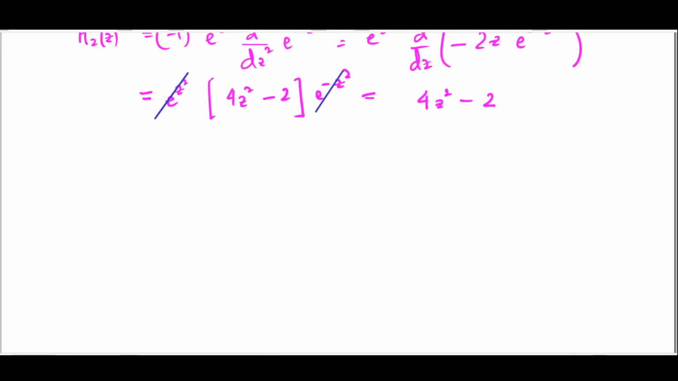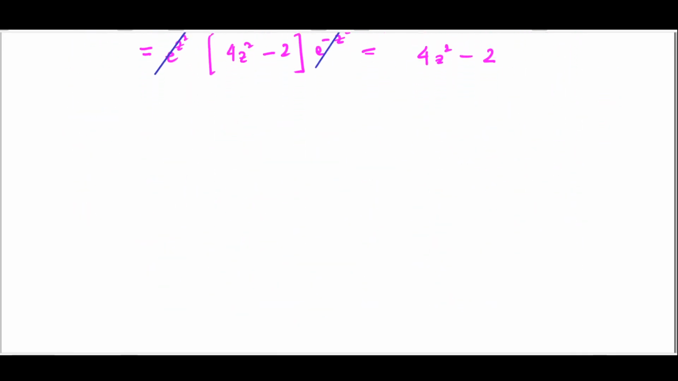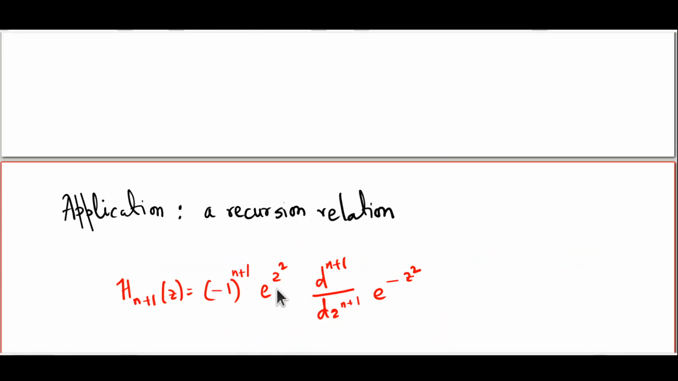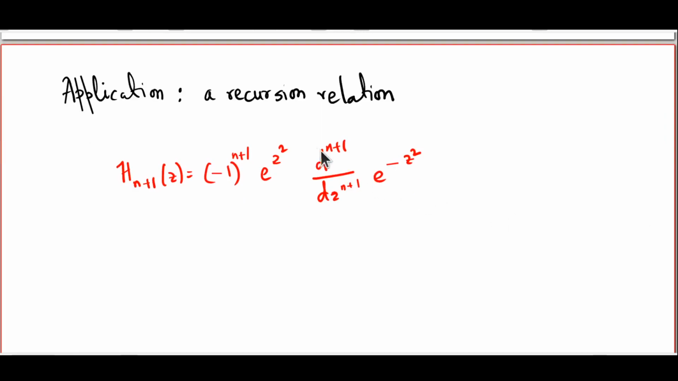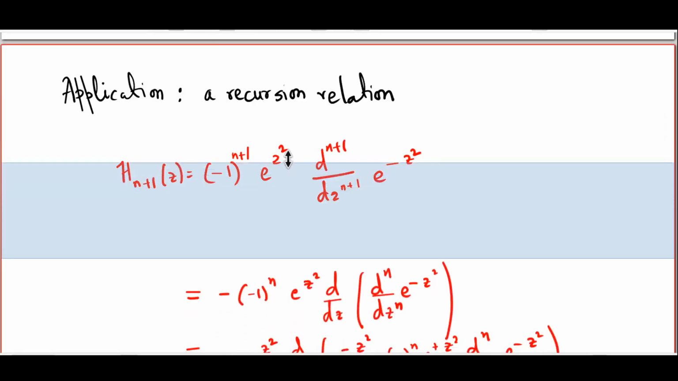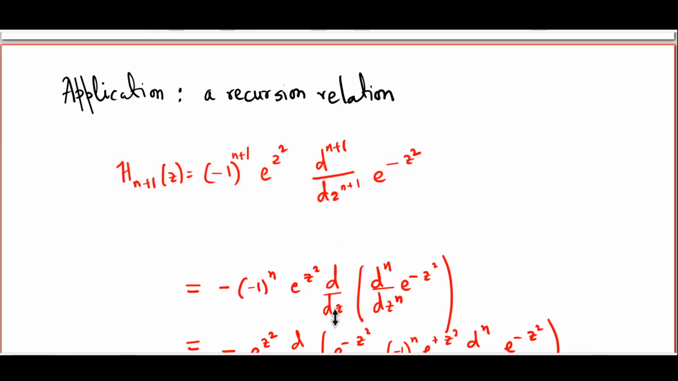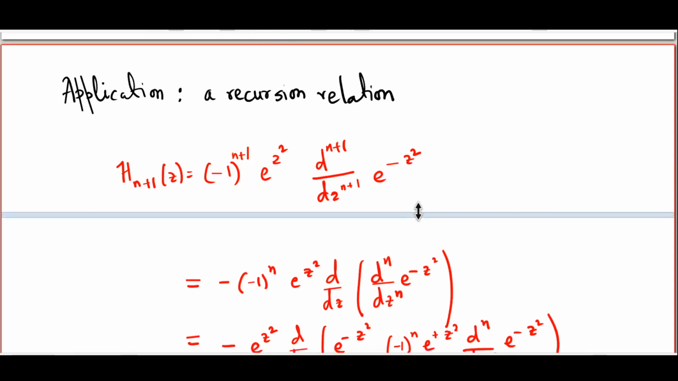So in order to do that, we'll start with H(n+1)(z). H(n+1)(z) is just, from the formula, minus 1 raised to the n plus 1, e to the z square, times the n plus 1th derivative of e to the minus z square. Of course, the n plus 1th derivative is nothing but the first derivative of the nth derivative. Right? But the nth derivative of e to the minus z square is related to H_n(z). So we just use that now.